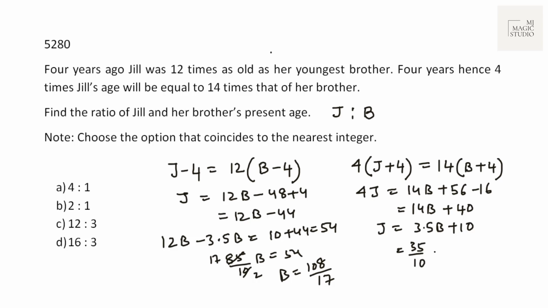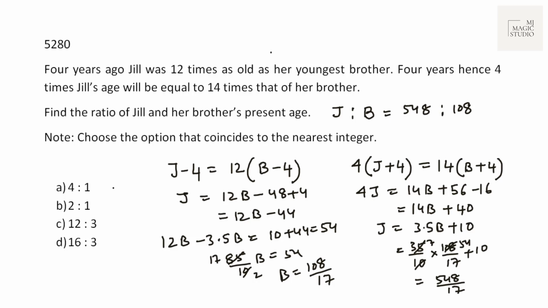J would be 35 by 10 into 108 by 17 plus 10. That is 378 plus 170, which would be 548 by 17. So J is to B would be 548 is to 108.